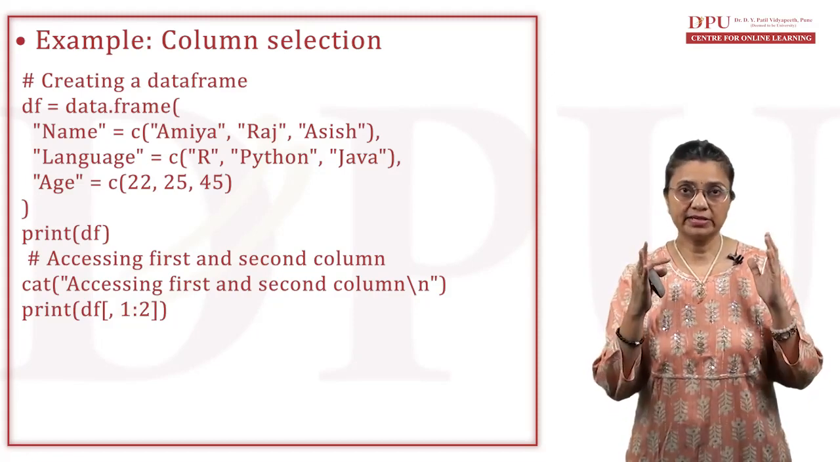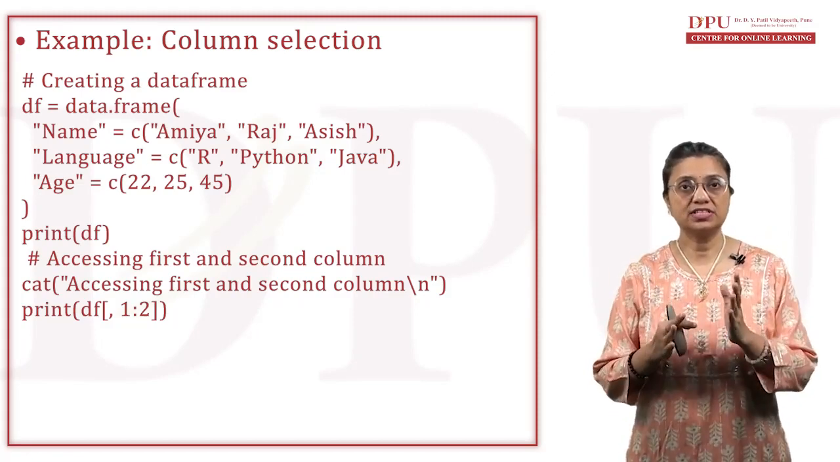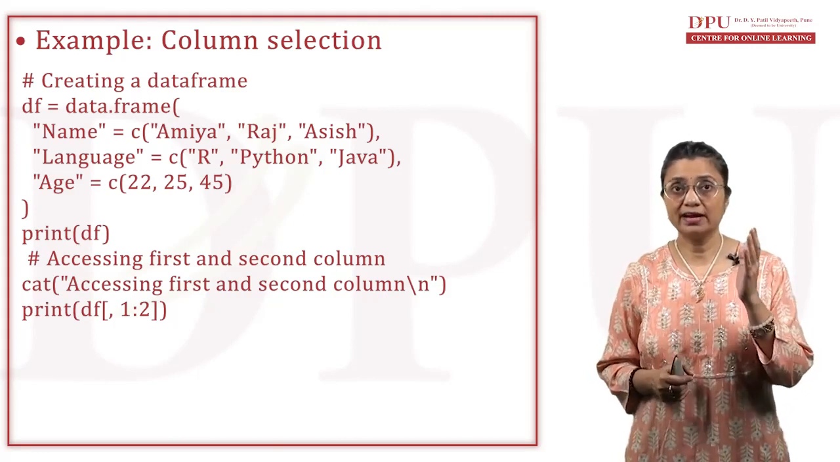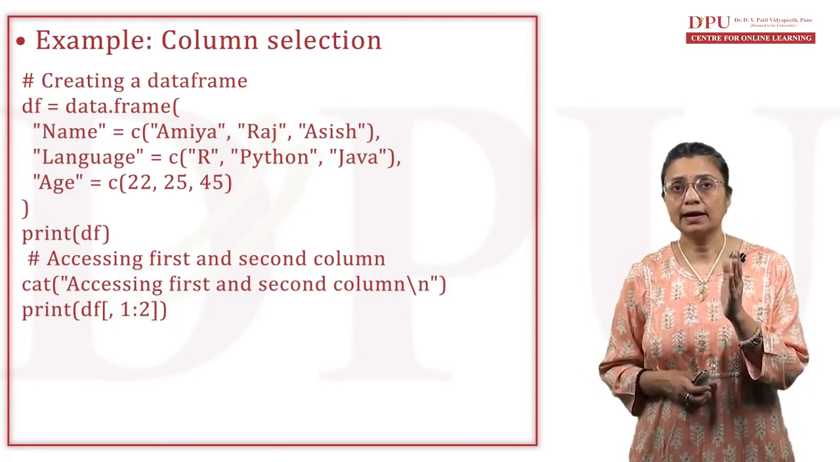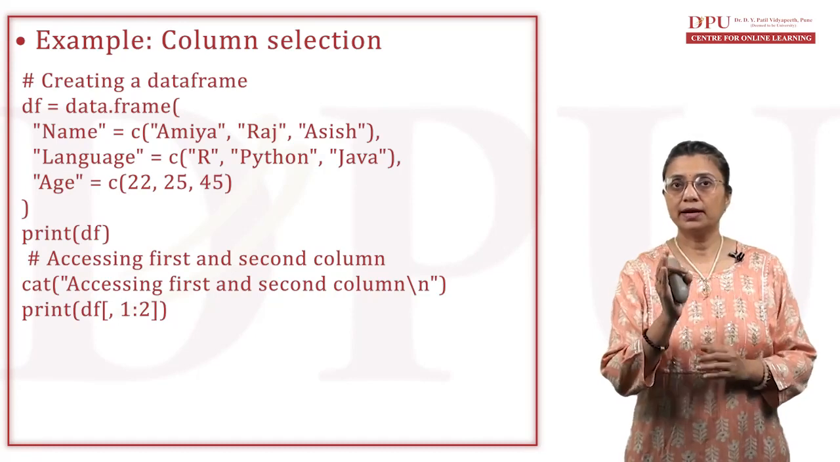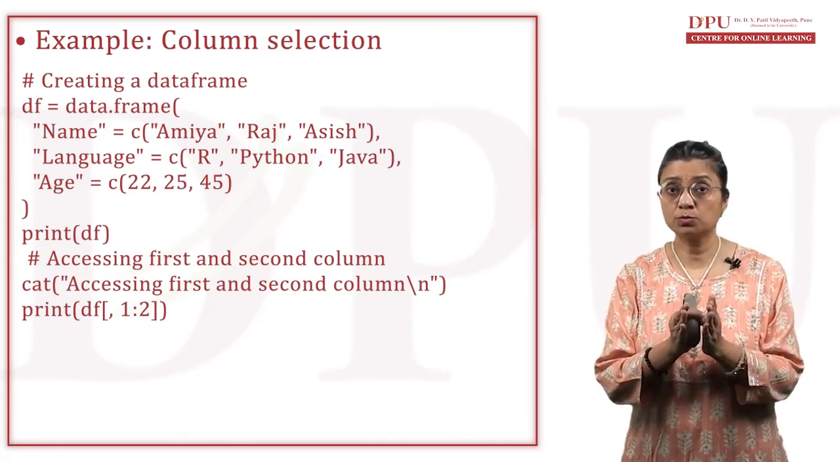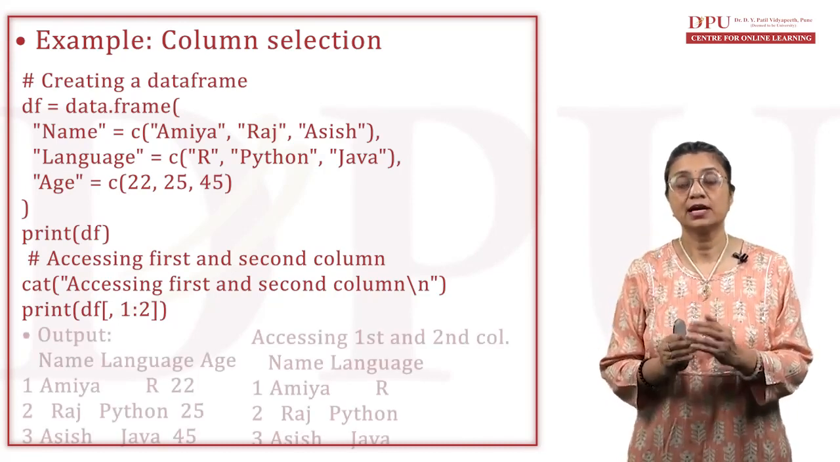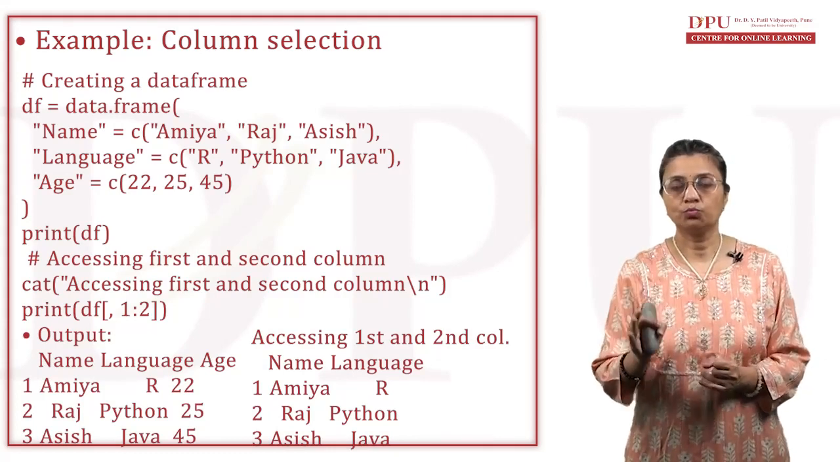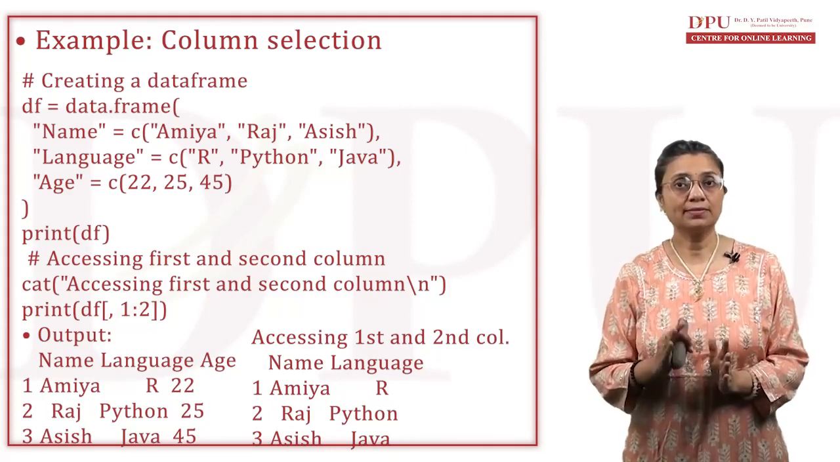I will write print. Within brackets I'll write df and within square brackets I have not specified the rows. I'm just putting a comma. Please pay attention that I have not specified the rows, which means all the rows will be selected, comma 1:2, which means the first column and the second column.